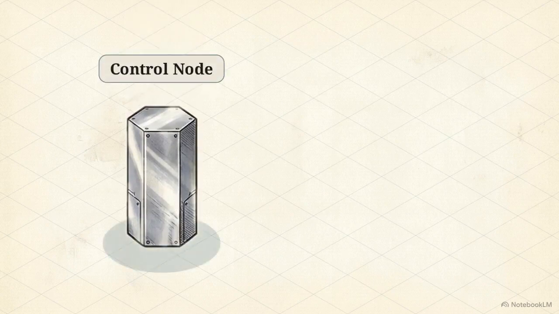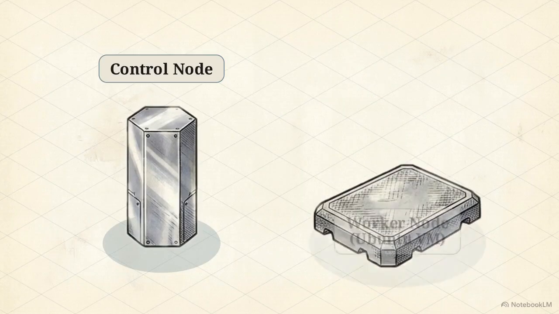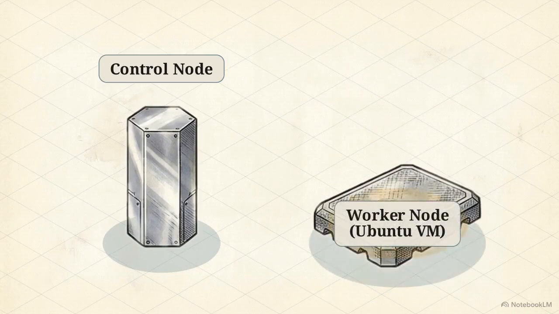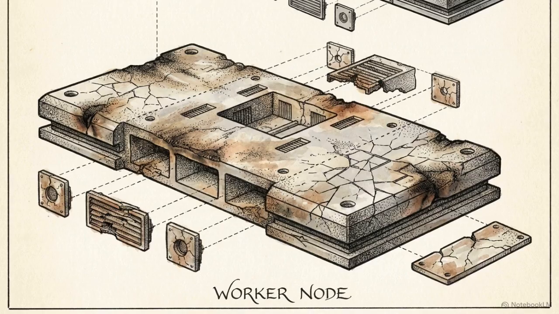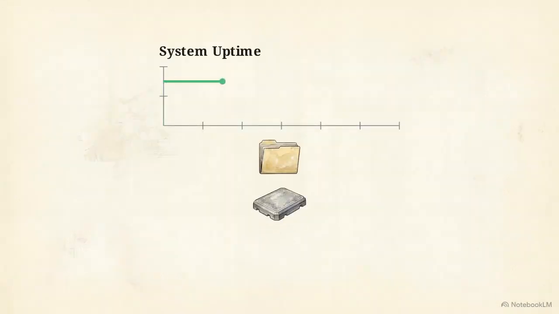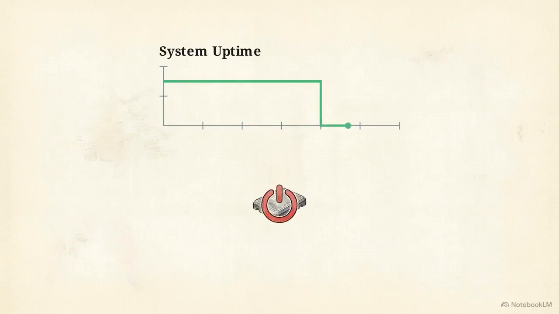We start with the control node, the management hub for administrative commands. It handles kubectl commands that dictate cluster state. Next, we deploy the worker node. Running an Ubuntu virtual machine, this is where the application lives. While the worker node provides raw CPU and RAM, the environment is volatile. Virtual machines don't guarantee that hard drive data will persist if the system reboots.